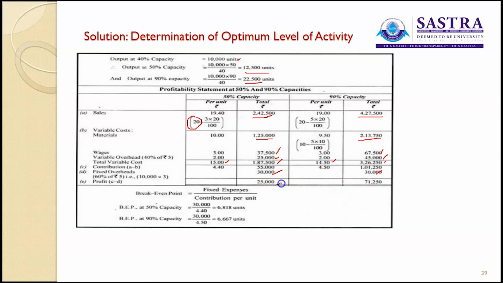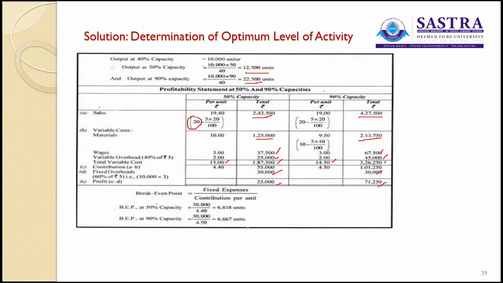So we'll have a profit of 25,000 here to 71,250. So at 50% capacity we have 25,000 as profit. Here 71,250. Now what is your break-even point? Fixed expenses divided by break-even contribution per unit. At 50% capacity, 30,000 divided by 4.40, it gets 6,818 units. At 90% capacity, 30,000 divided by 4.50, 6,667 units.